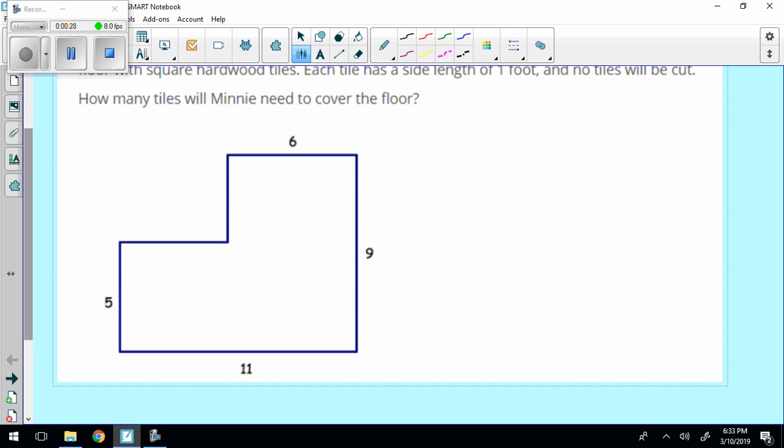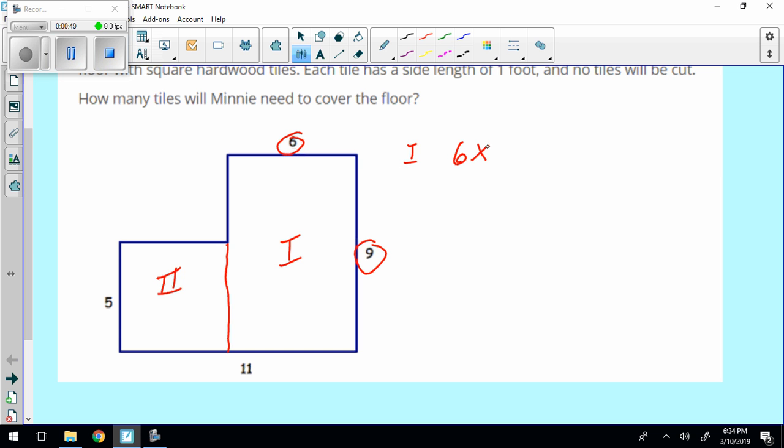Well, we can take this floor and section it off into 2 pieces, which we can calculate the area. We have this first region, the second region. The first region is a rectangle that is 6 by 9. And so the area of the first region is 6 times 9, or 54.